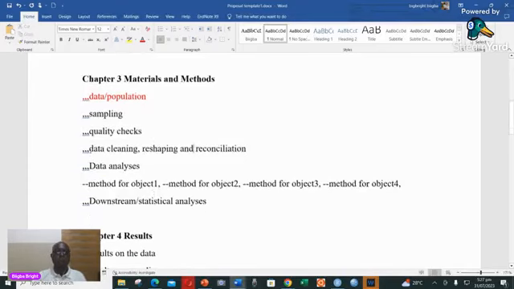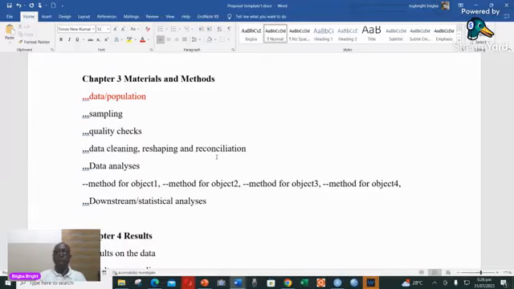Now, after you have cleaned your data and reshaped it, for instance, if you go to the field to pick data, obviously there will be missing data. There are some people that will not answer some questions. So when you come back, you have to make sure that you clean all those things out and you reconcile them. You might not be the only person collecting the data; somebody else is also collecting. You need to put that data together, and that's what we call data reshaping and reconciliation.